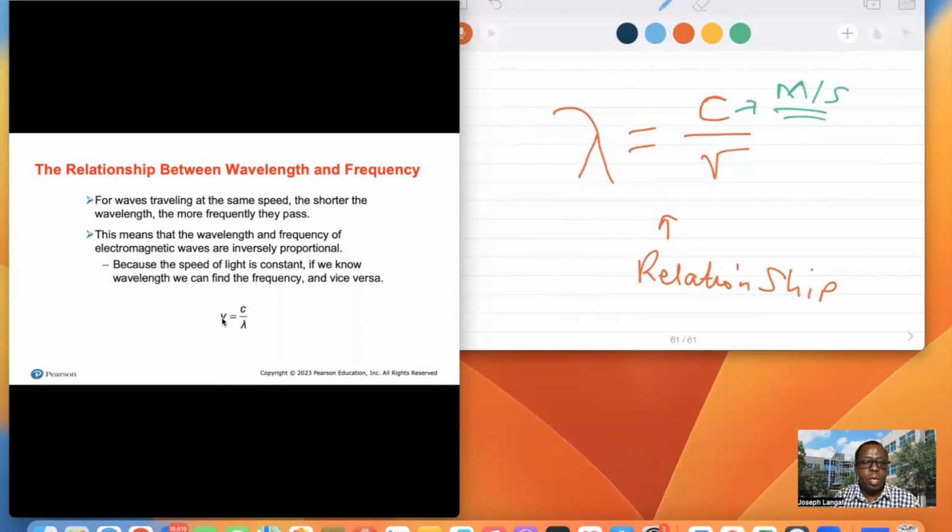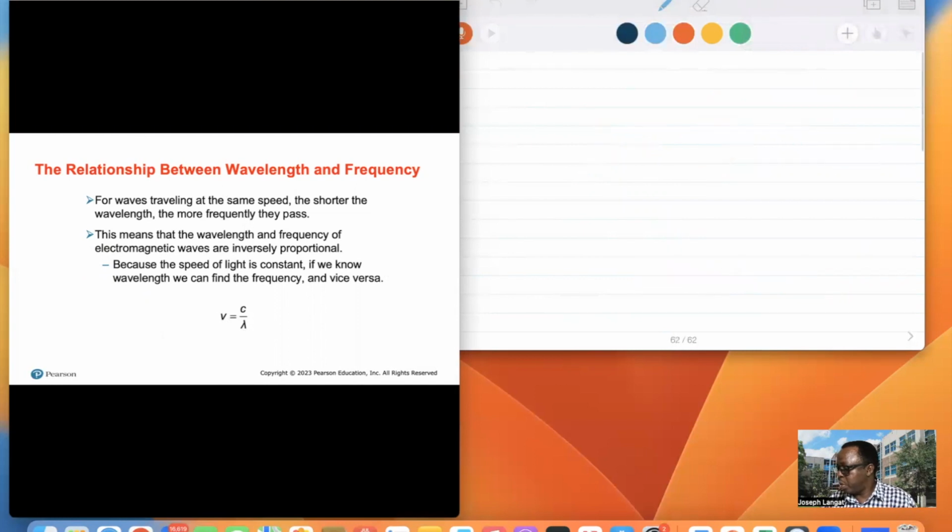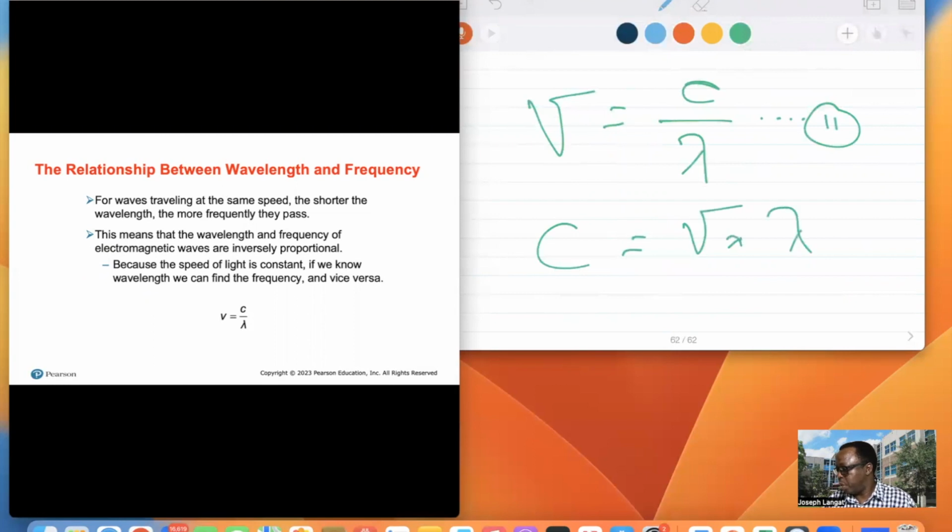Remember, this is frequency, wavelength, or also this. If this is equation 1, we can also have equation 2, that c over lambda. This is equation 2. No one will ask you to calculate this times wavelength, but just for general understanding, if you are to find it, you rearrange this equation.